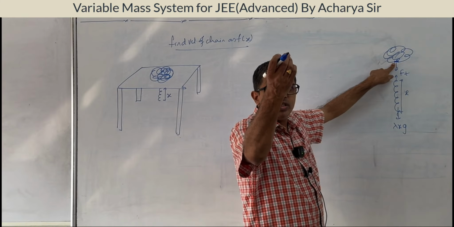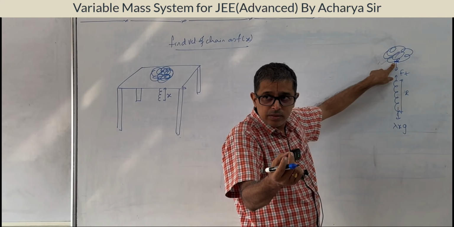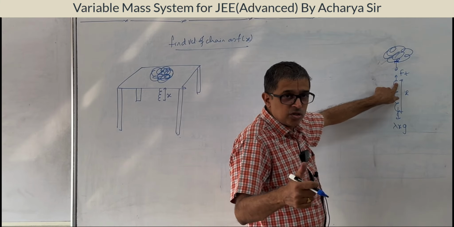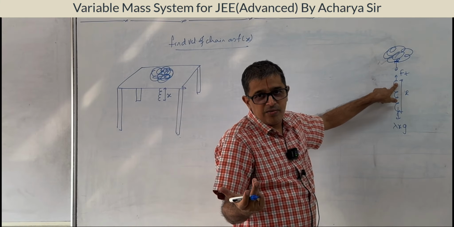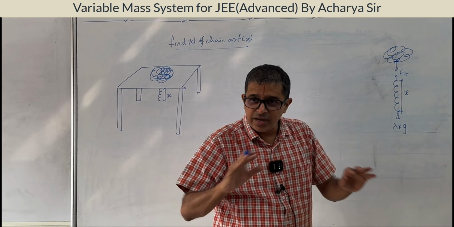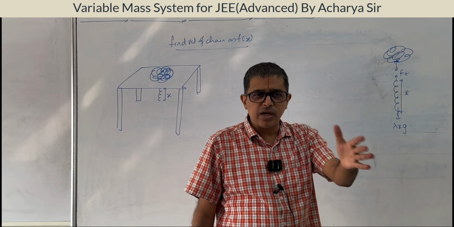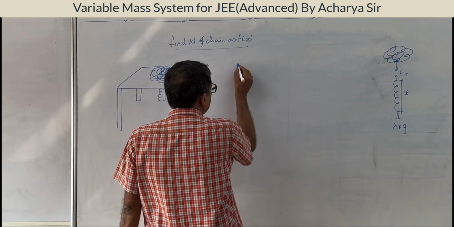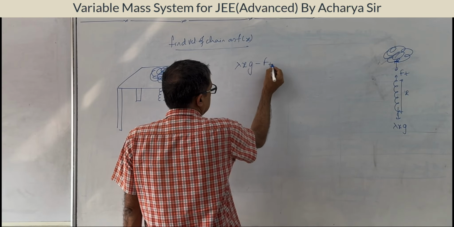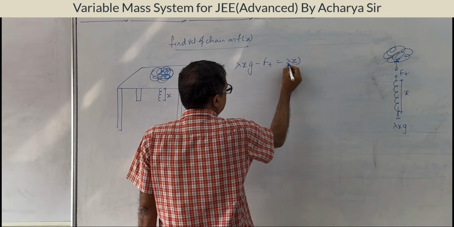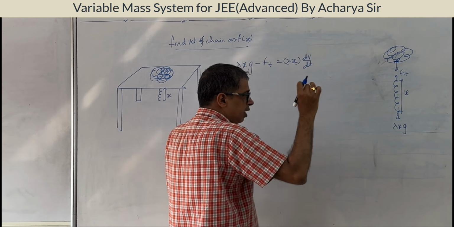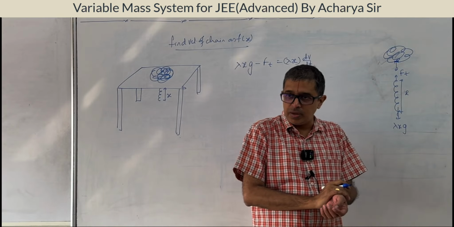Small element of the chain is pulled in the downward direction. That element will pull this chain in. Every action has an equal and opposite reaction. It's a direct hit. Avoid the confusion here. My equation is lambda x into g minus thrust force is lambda x into dv by dt. Straight hit Newton's law statement.